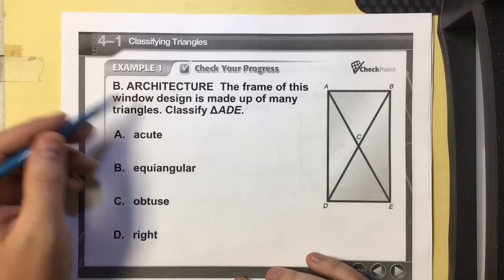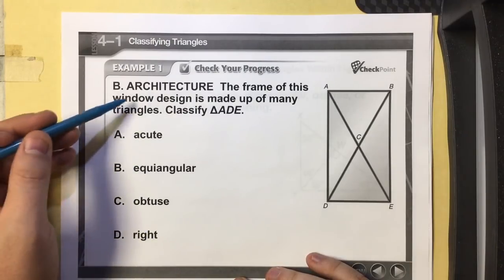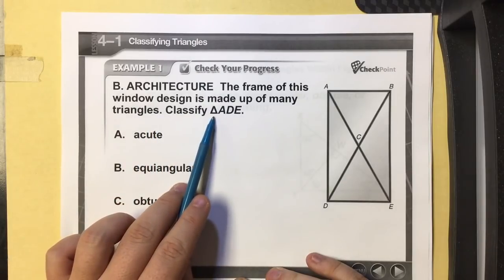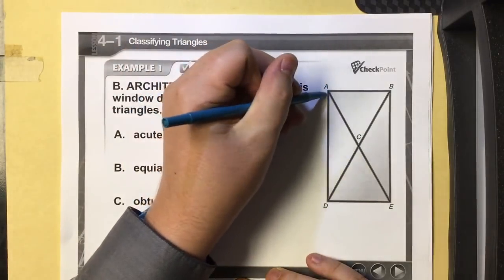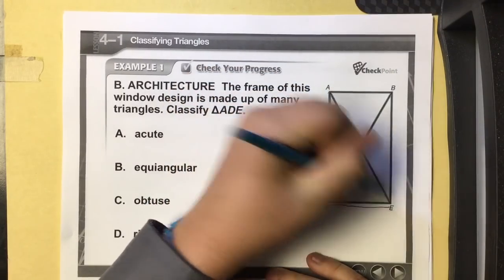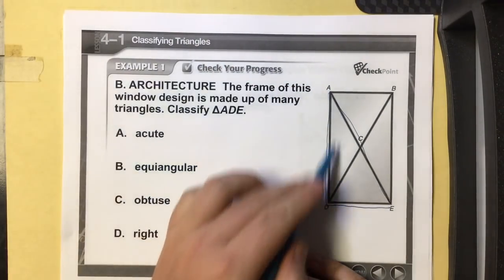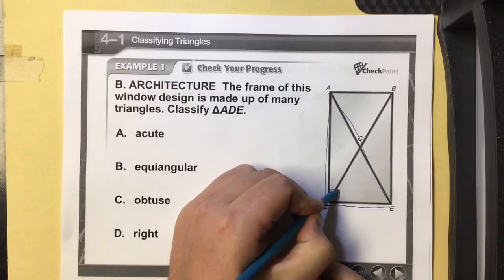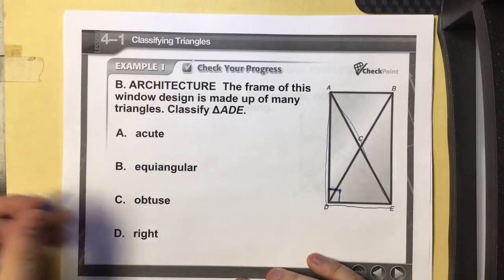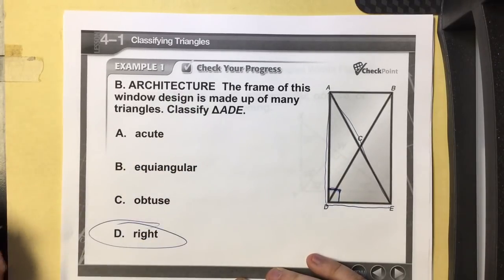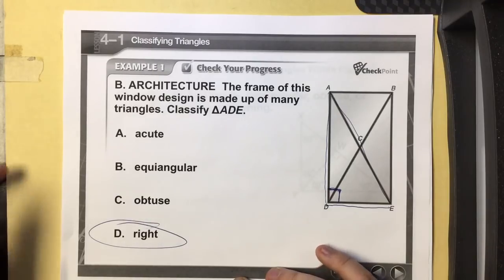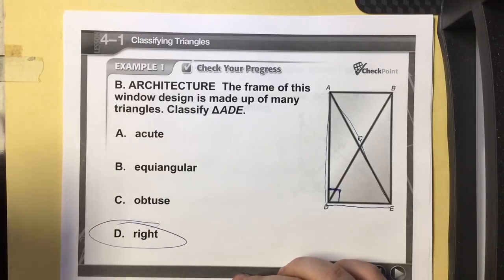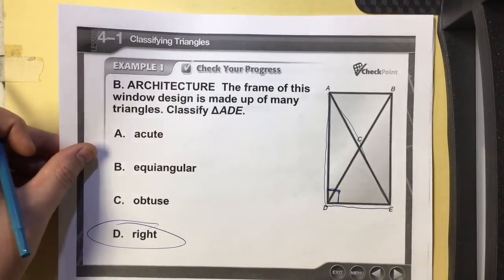Here we're going to have to take a little bit of liberty with some assumptions. It says the frame of this window design is made up of many triangles. They want us to classify triangle ADE. ADE is that triangle right there. We are going to assume, just because it really looks like it, that that is a right angle, so we will call this a right triangle. When we are doing these problems for real on a test, I will make sure that if it's supposed to be a right angle, it will be marked. Do not make that assumption on a test.